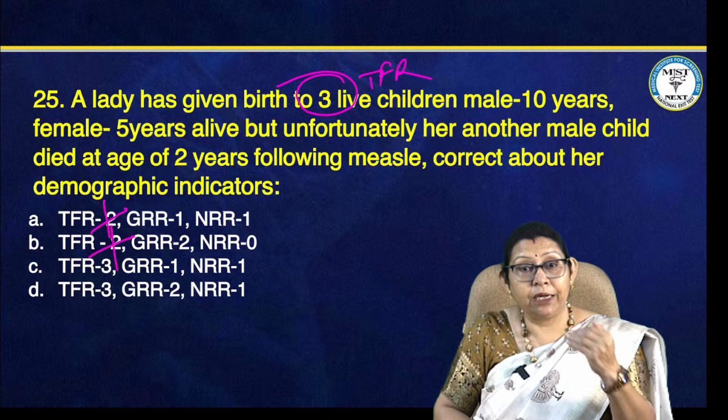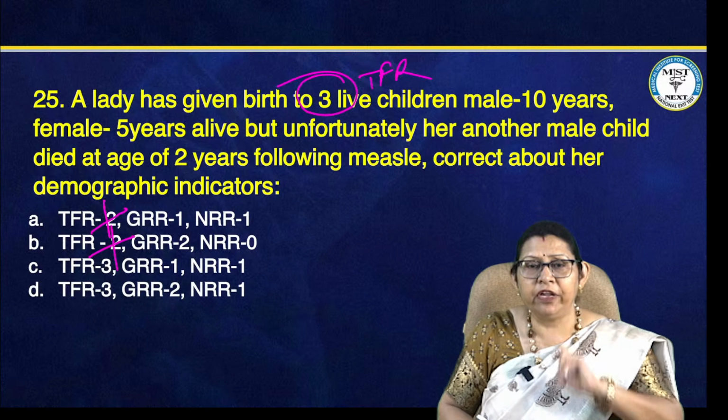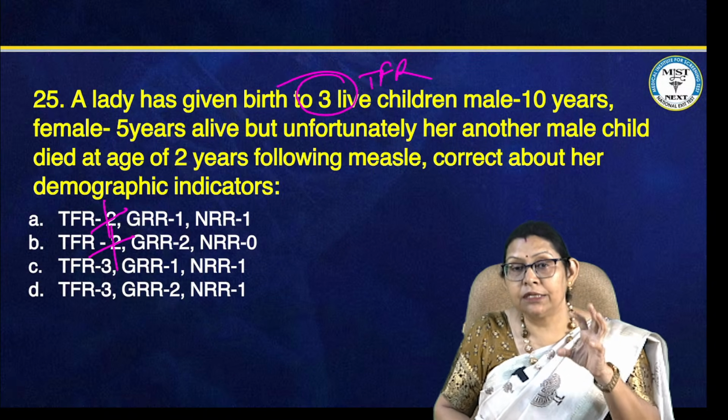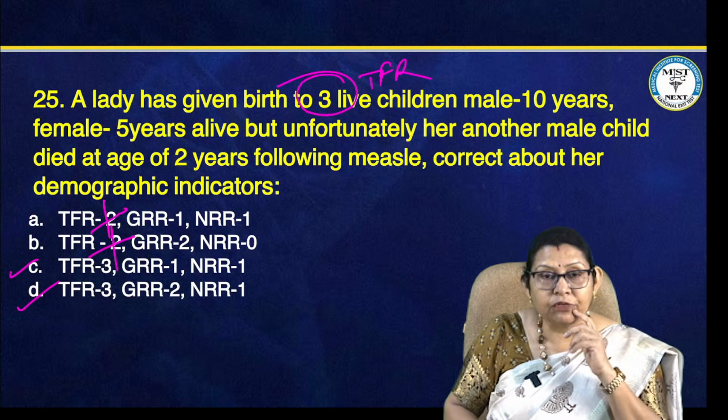This is how smartly you have to exclude your choices. Okay. Exclusion is a very important trick you should all be learning, and this is saving your time. So I'm left with only the 2 choices where the TFR is 3.